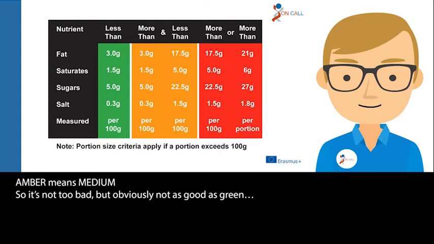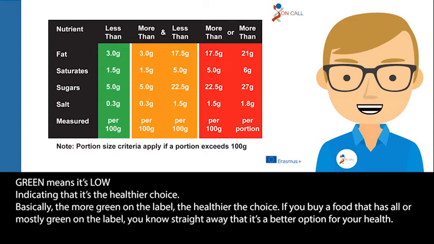Amber means medium, so it's not too bad, but obviously not as good as green, and green means low, indicating it's the healthier choice. Basically, the more green on the label, the healthier the food choice. If you buy a food that has all or mostly green on the label, you know straight away it's a better option for your health.